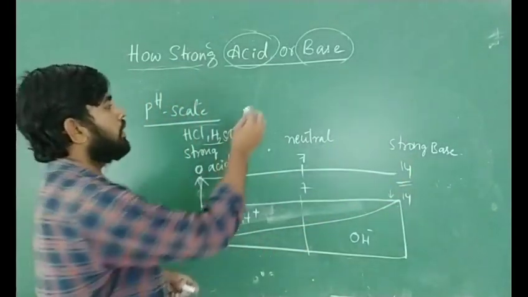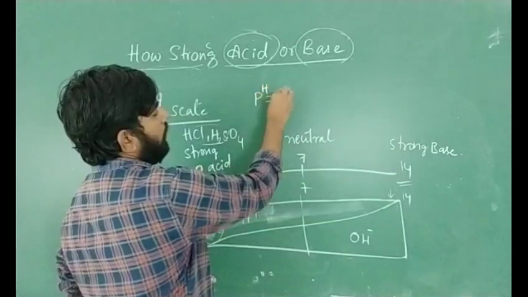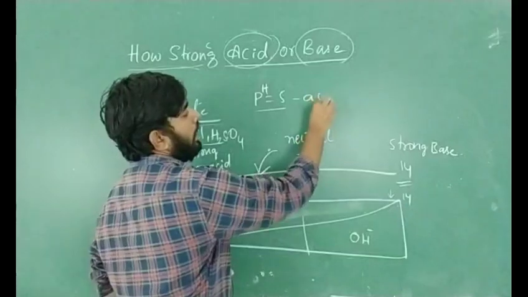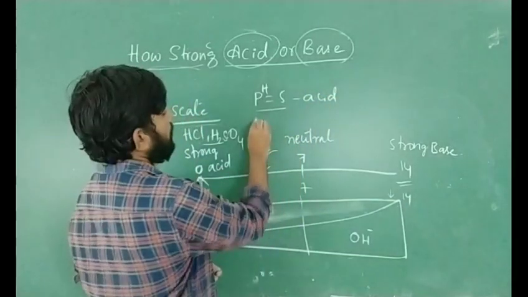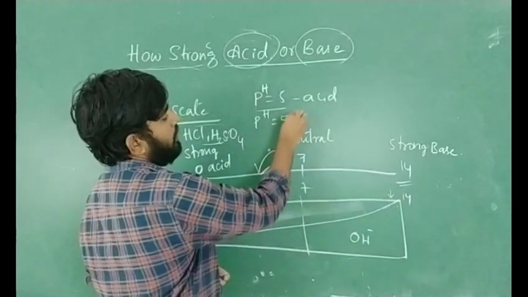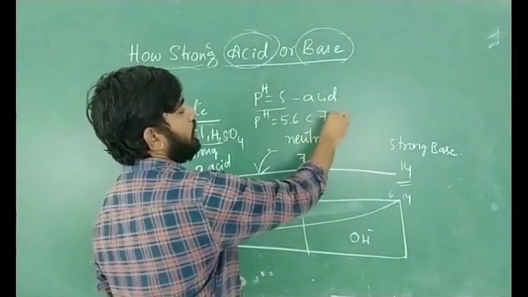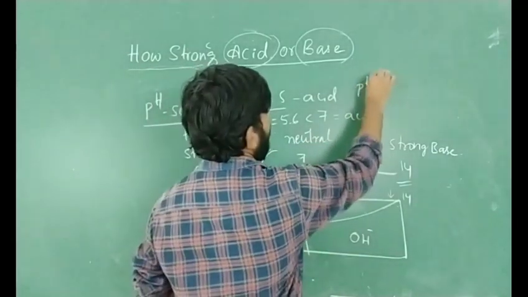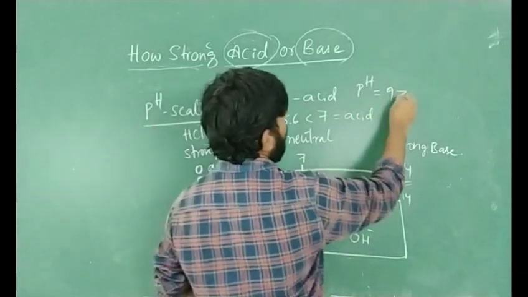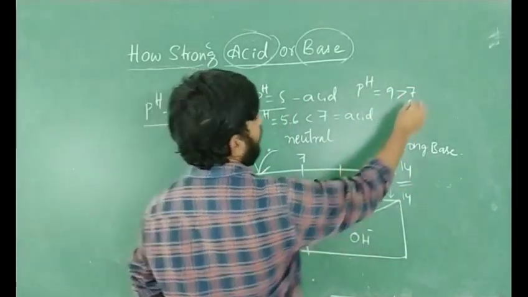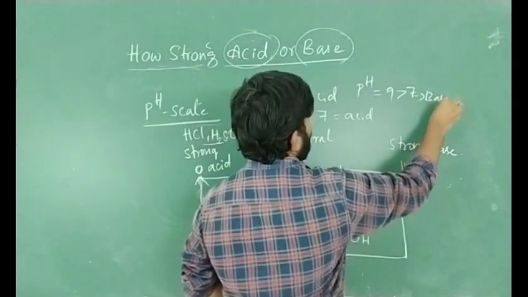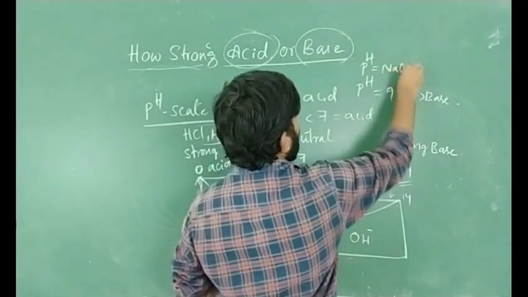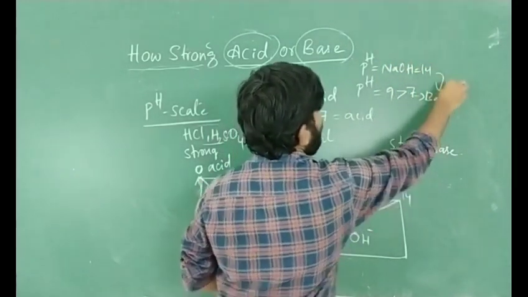Suppose a compound has a pH of 5, where does it lie? It lies below 7. It means the given solution is an acid. Suppose pH is 5.6, again it is less than 7, so again it is an acid. Suppose pH is 9, it will be more than 7, so it comes under the base. If you take the pH of NaOH, it is nearly 14, which means it is a strong base.